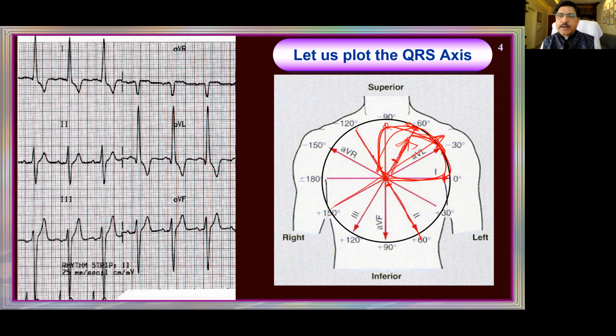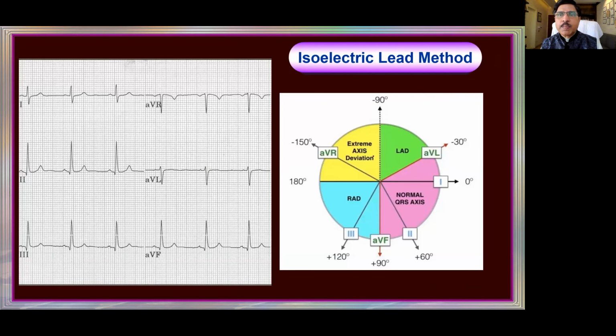So by looking at 3 or 4 different ways, the simplest being all positive normal, right meet, left leave. Second thing is whichever is the tallest, the direction is in there. Whichever is neutral, perpendicular to that. Or you plot and see. Any difficulty in understanding this? So now tell me what is the axis in this?